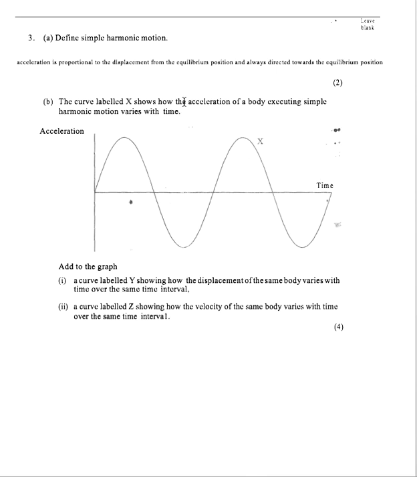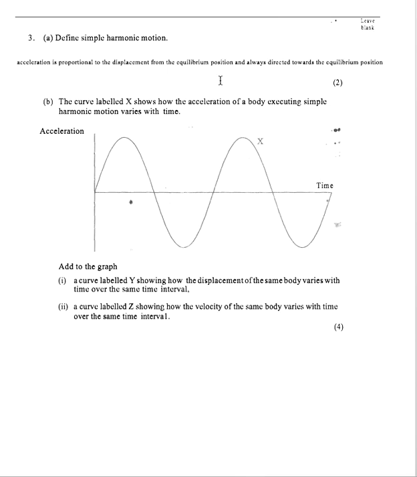The curve labelled x shows how the acceleration of a body executing SHM varies with time. Add to the graph a curve labelled y showing how the displacement of the same body varies with time over the same time interval, and a curve labelled z showing how the velocity of the same body varies with time over the same time interval.